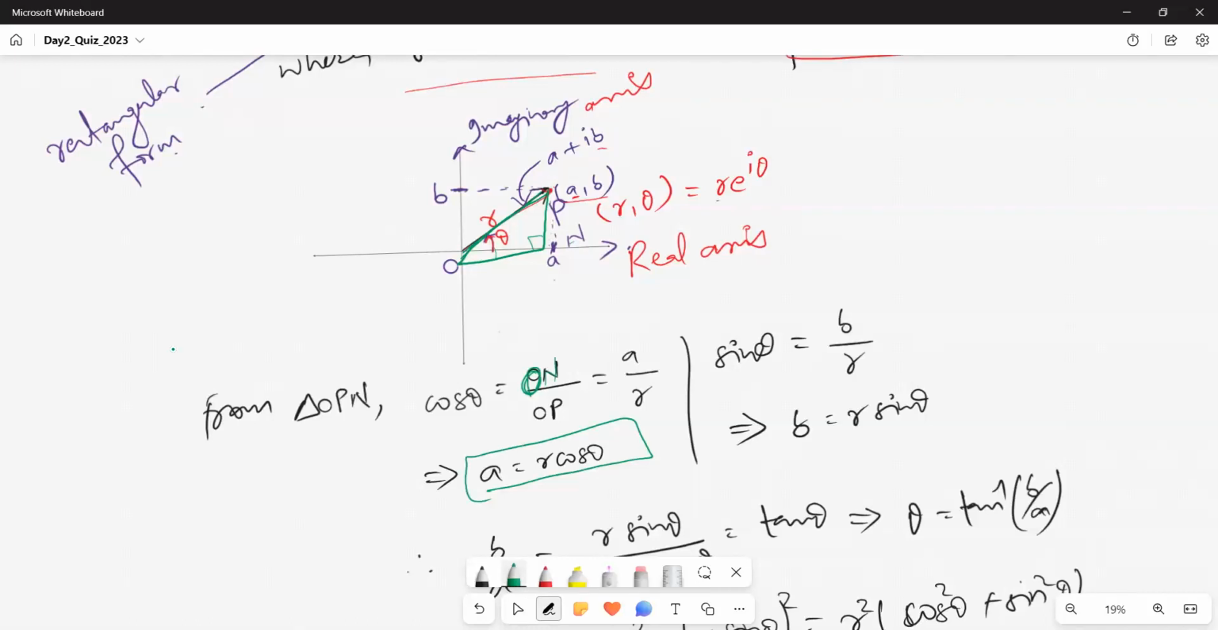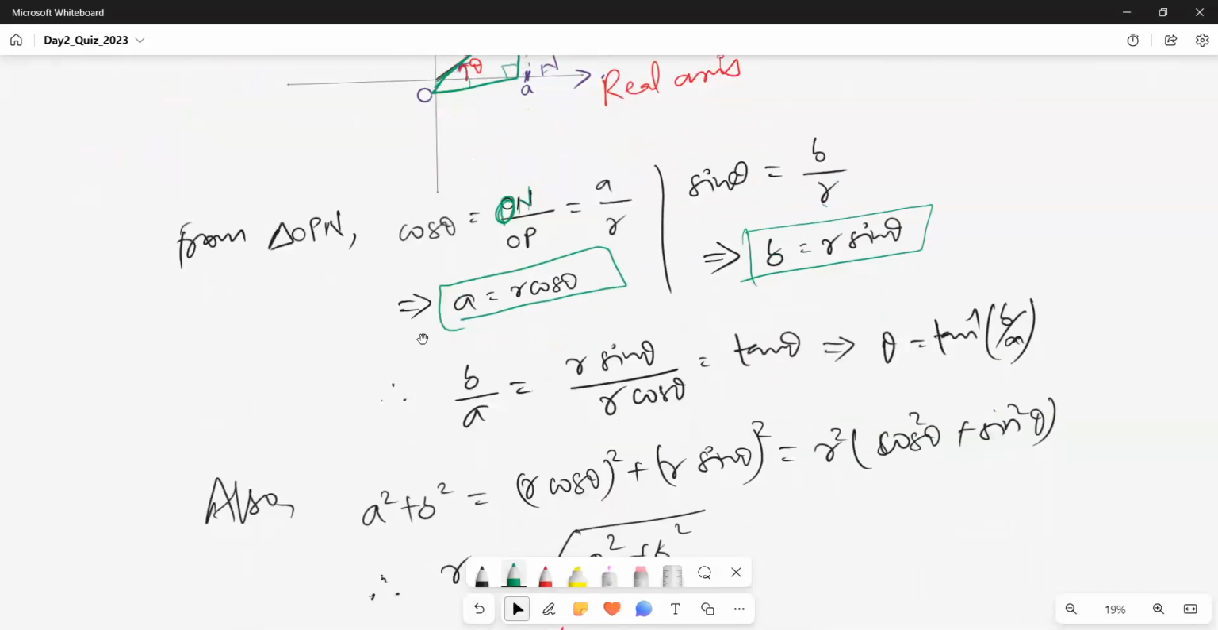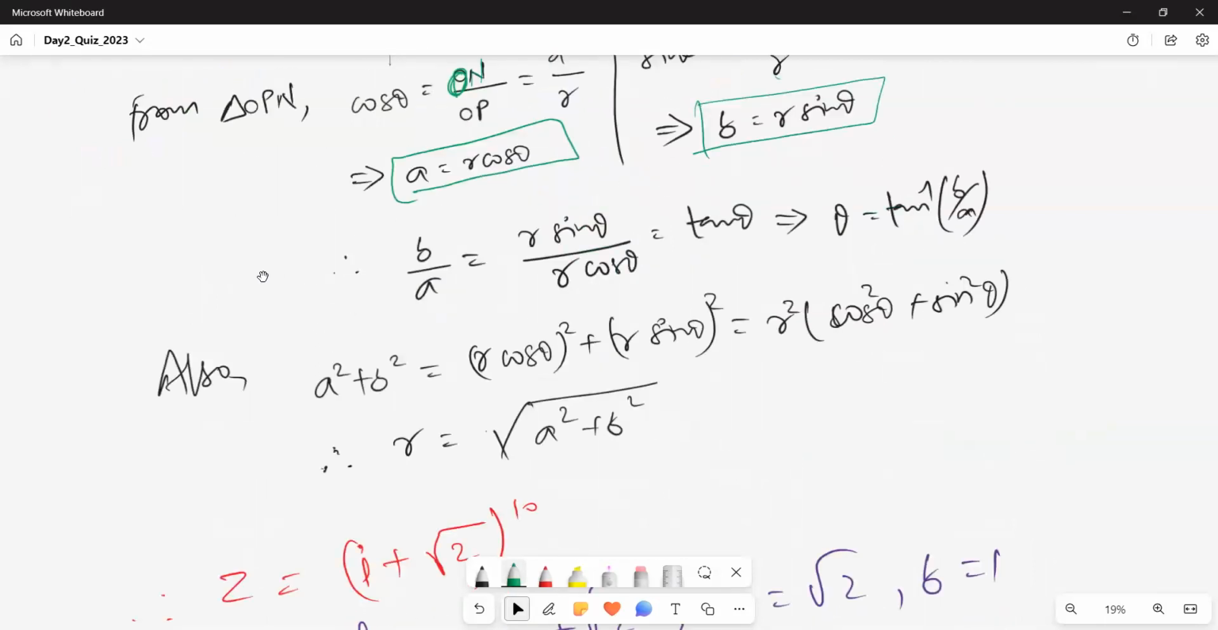Similarly, sin theta equals PN by OP, and PN is b, so b by r, where r is the hypotenuse. When you transpose r to this side, b equals r sin theta. This was not necessary for the entrance exam, but just to recall in case you have forgotten, I showed it. So we got a and b in terms of r and theta, but this time we need the reverse thing, right?